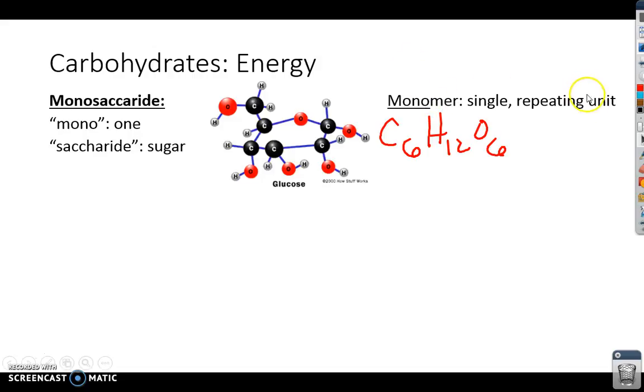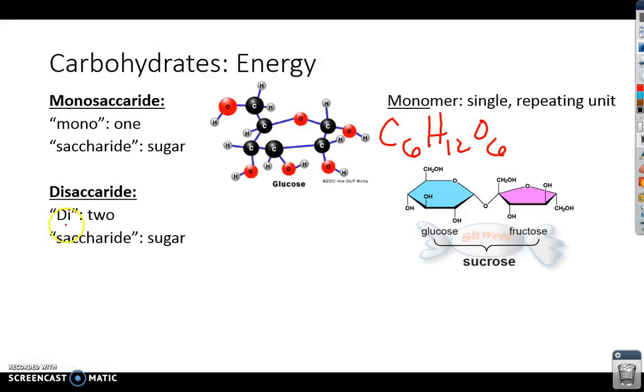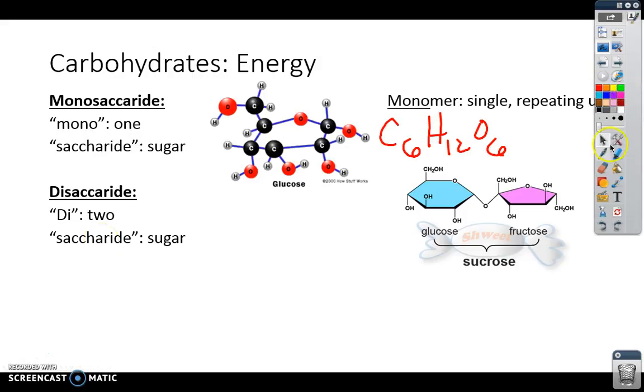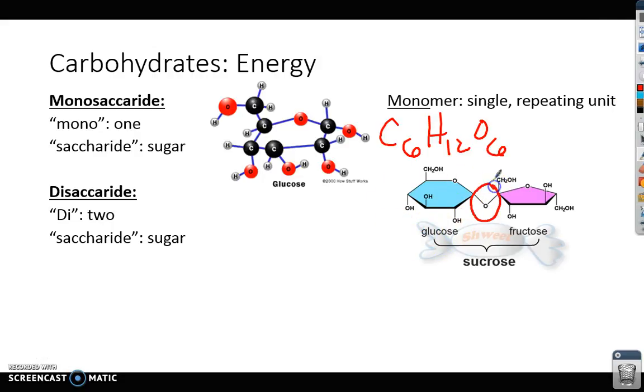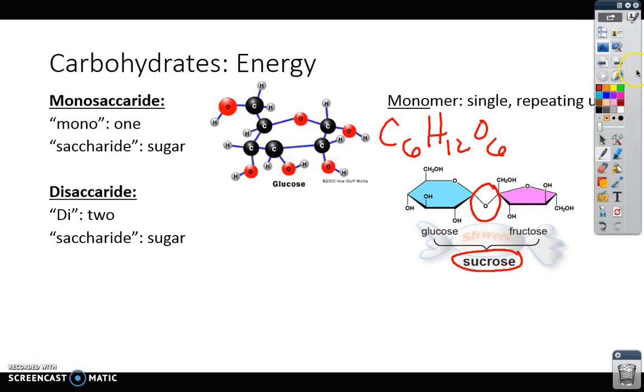And you can see that 2 has the prefix di. Di means 2. So this is a disaccharide. It's 2 sugars. So you can see here that what we've done is we've taken this sugar molecule, this monomer, which is the glucose, and we've combined it chemically right through here with another one called a fructose. So together, they're called sucrose. Sucrose has 2 sugars attached to it. So di, 2, chemical bond, and now we have a disaccharide.